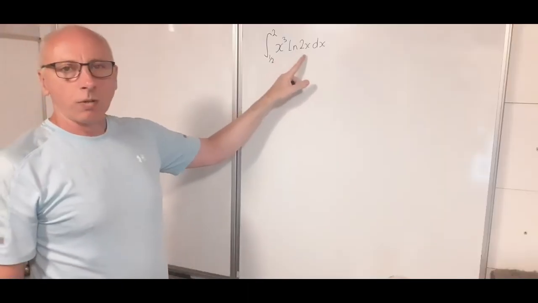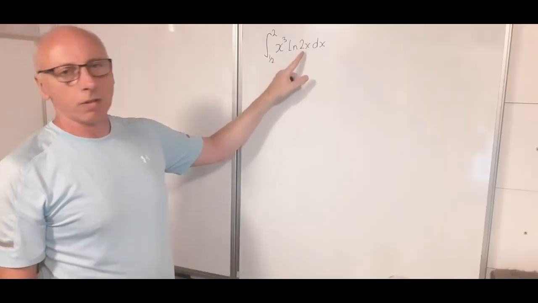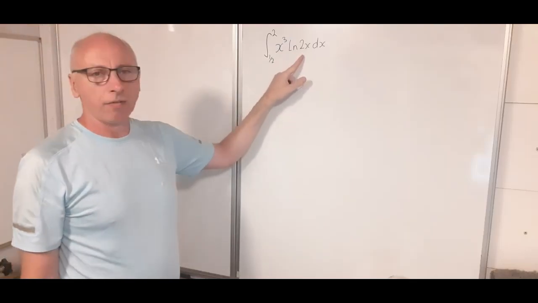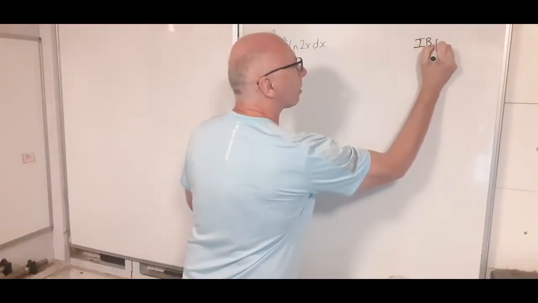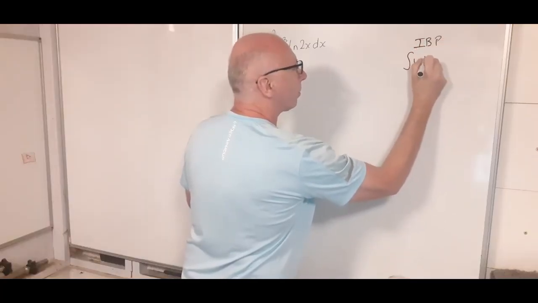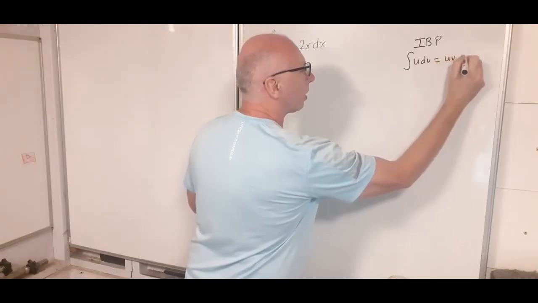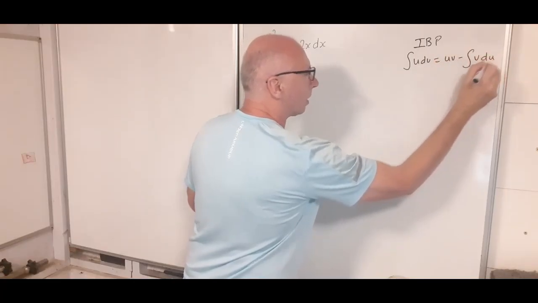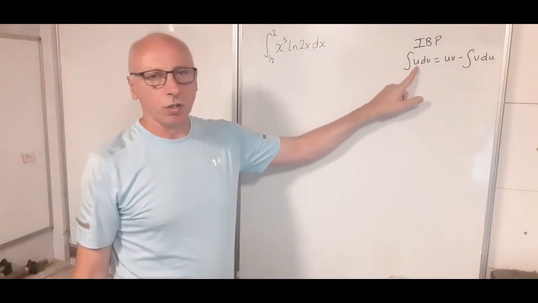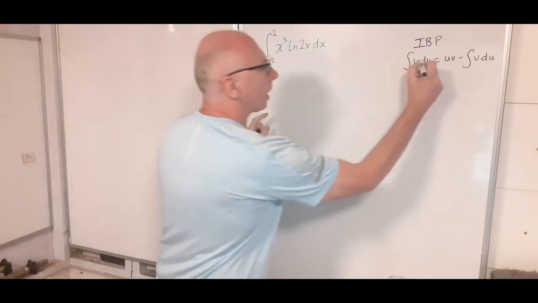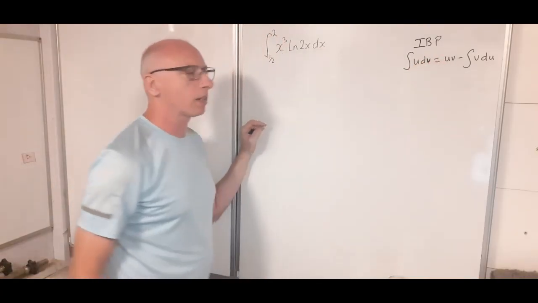And I also notice I've got two functions of x: x cubed and natural log of 2x. So I'm straight into integration by parts. So then I have the integral of u dv is uv minus the integral of v du. So I now need to make my decision, which do I want as a u or a dv for each of those terms or functions of x.